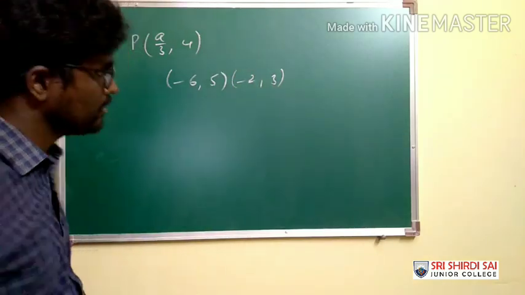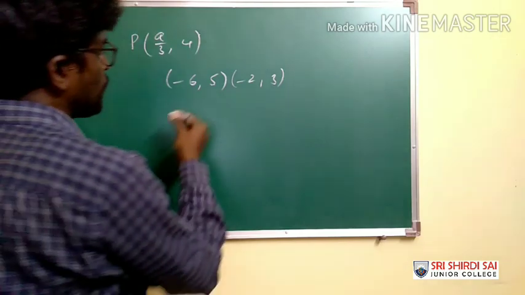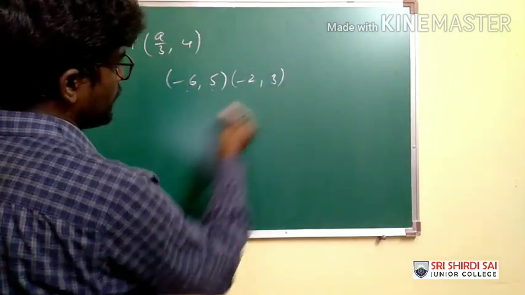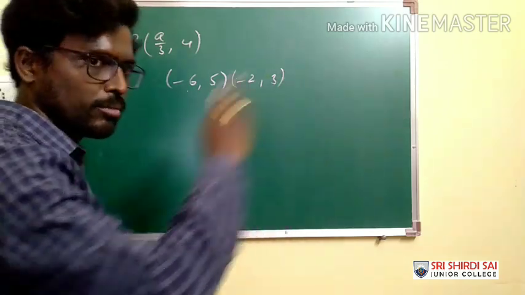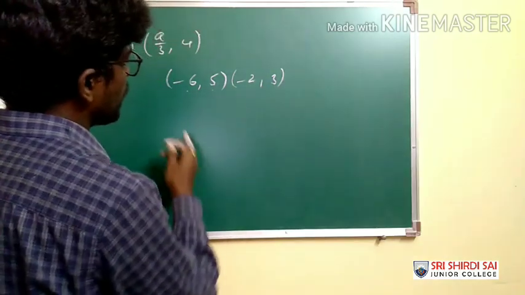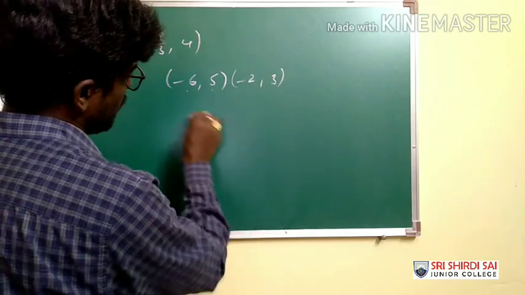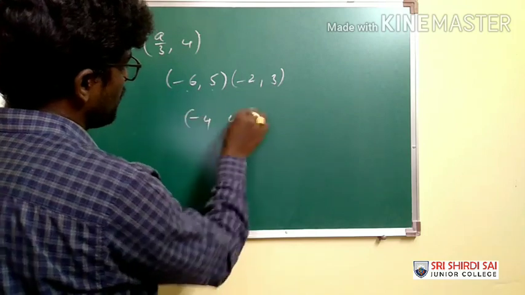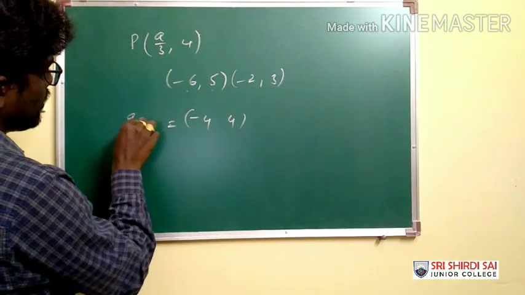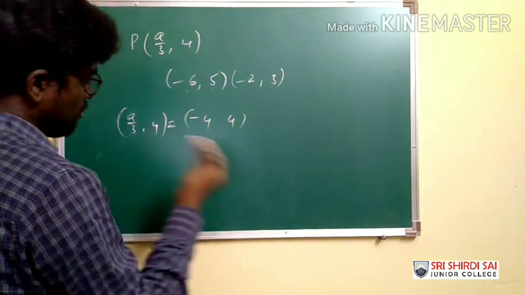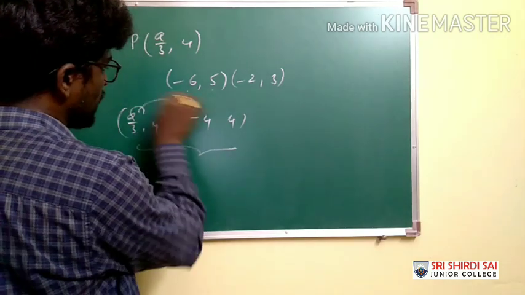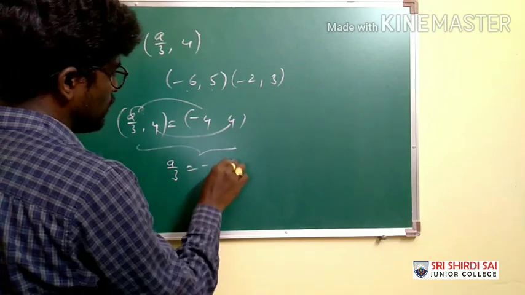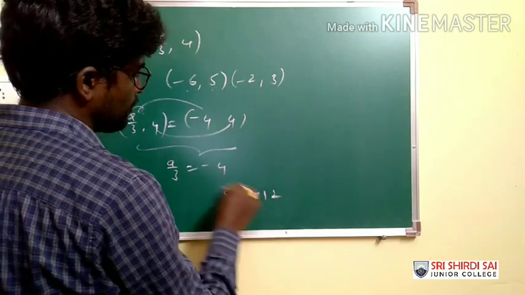See, very simple question. You are already aware of the midpoint formula: sum of the x coordinates by 2 and sum of the y coordinates by 2. Don't go for writing the formula again and don't kill your time. Sum of the x coordinates: minus 6 minus 2 is minus 8, by 2 is minus 4. 5 plus 3 is 8, by 2, so we are getting plus 4. These coordinates are equal to a by 3 comma 4. When two points are equal, their corresponding coordinates will also be equal. Therefore, a by 3 is equal to minus 4. So, a is equal to minus 12.